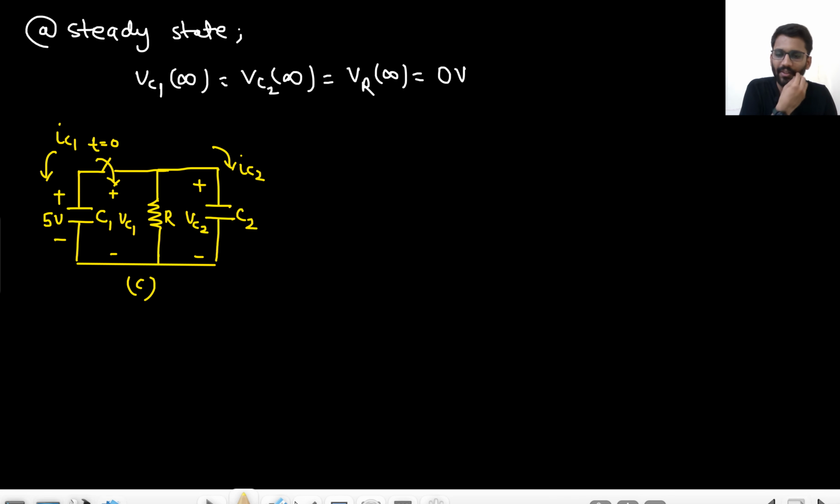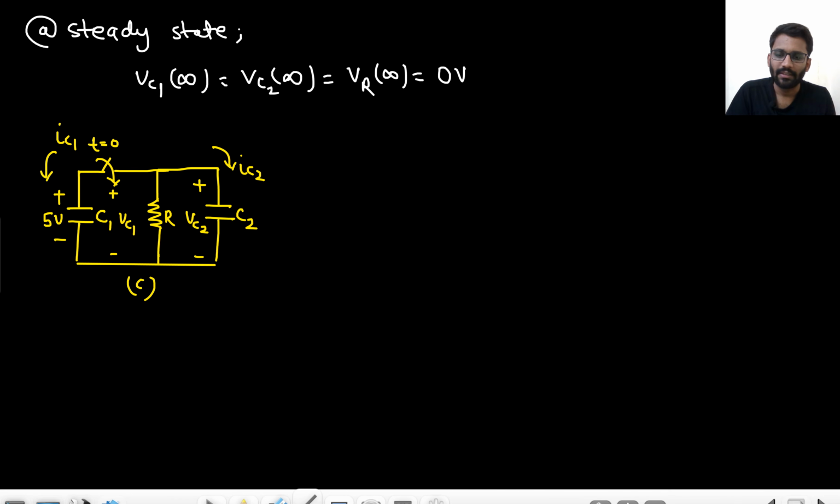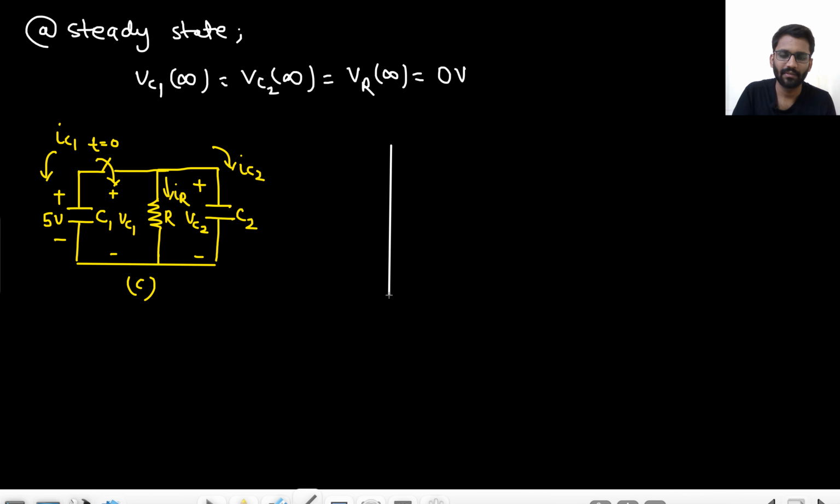So first I will draw the VC1 waveform. Once we have IC1 and IC2, we can make the waveform of IR as well. Then all the waveforms we will make. First I will make the waveform of VC1, and then I will make the waveform of VC2.